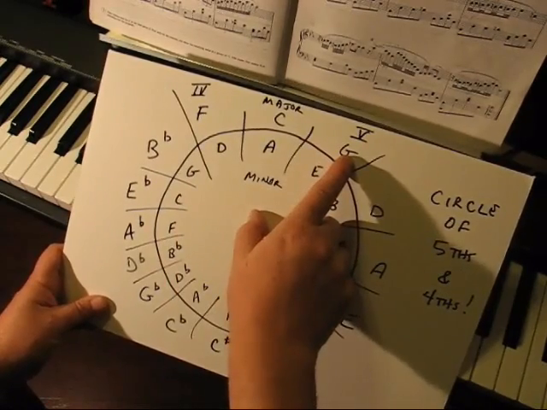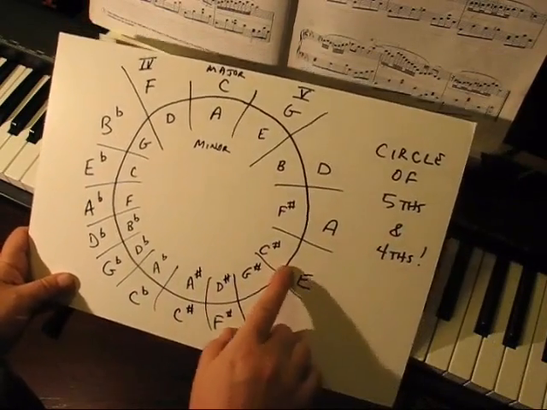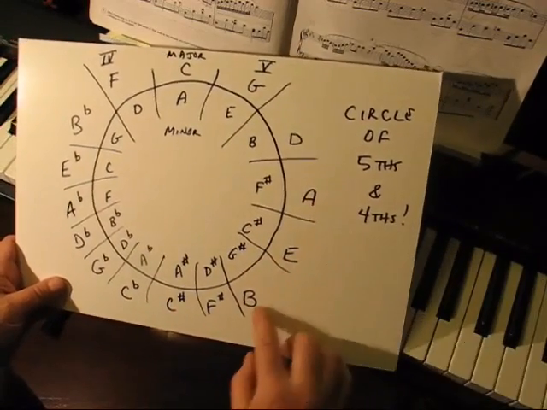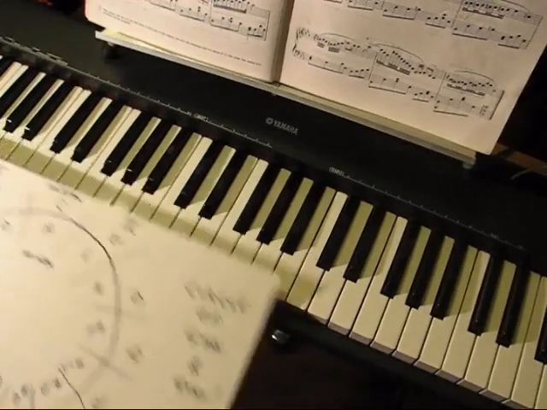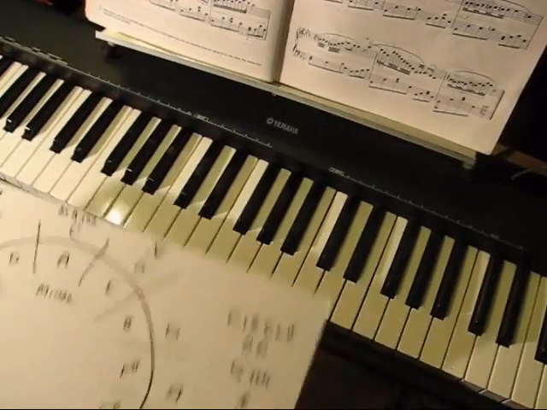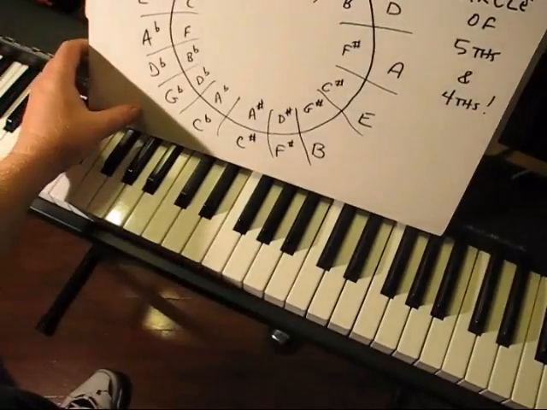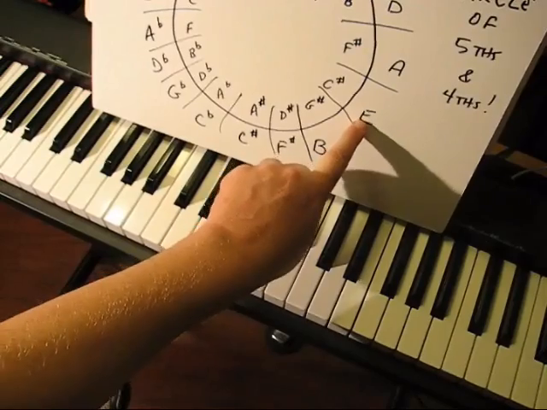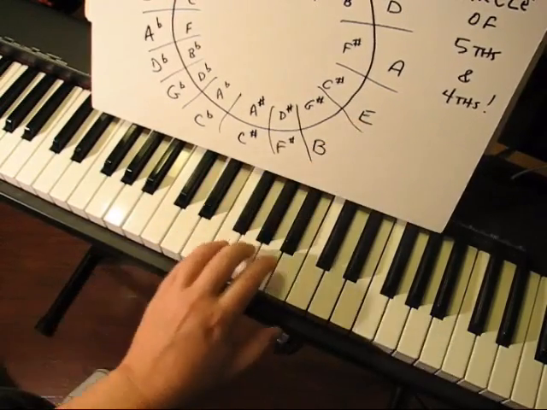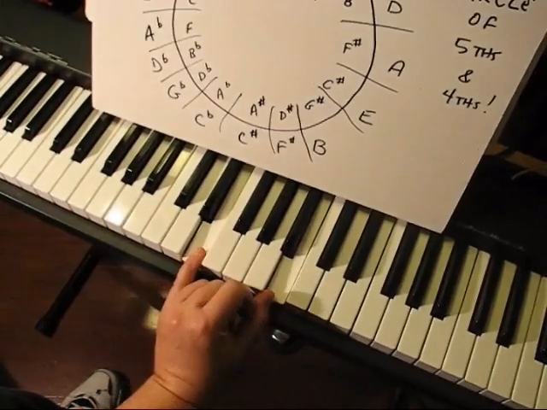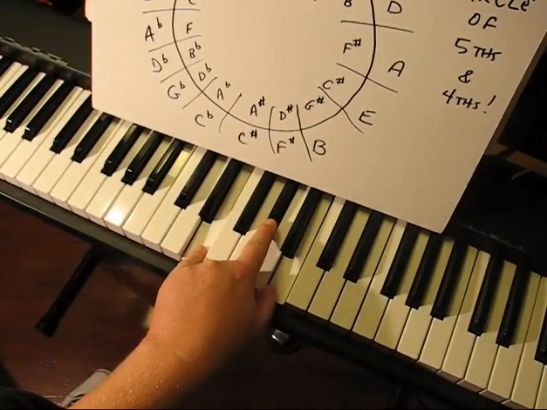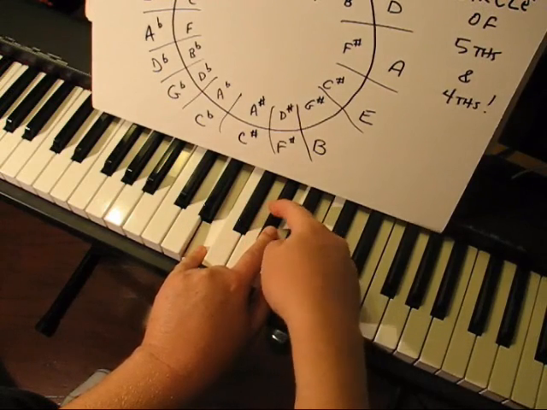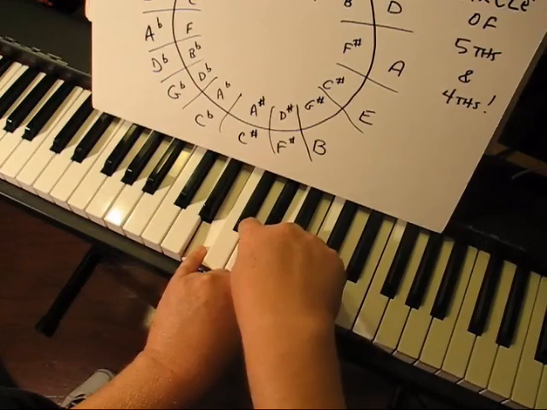the fifth is G. In the key of E, the fourth is A, and the fifth is B. So you can work out any scale on paper just with the circle of fifths. For E, we've got the E and its fifth. We find the major third right here, because that's the center point. To the right is the major, to the left is the minor.